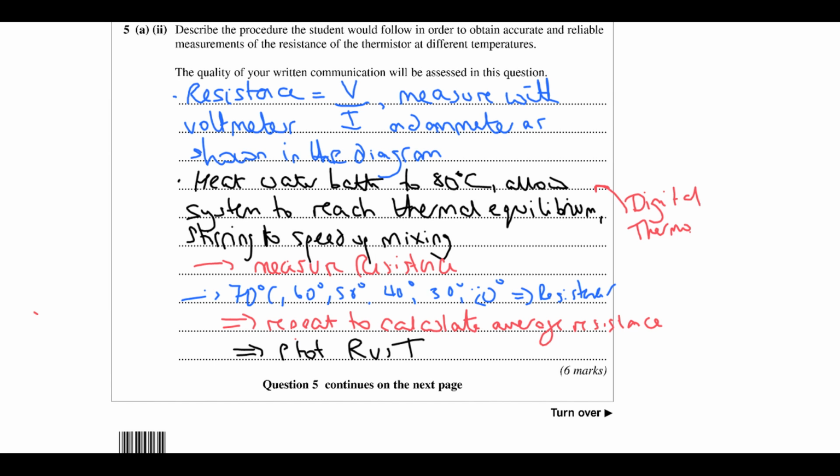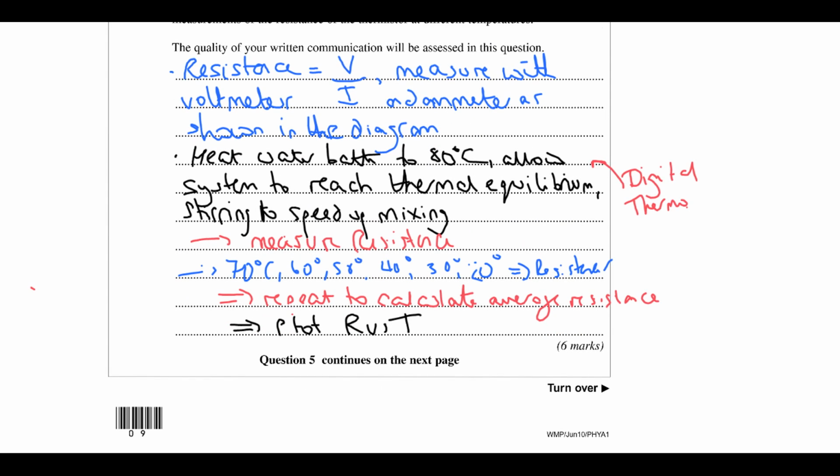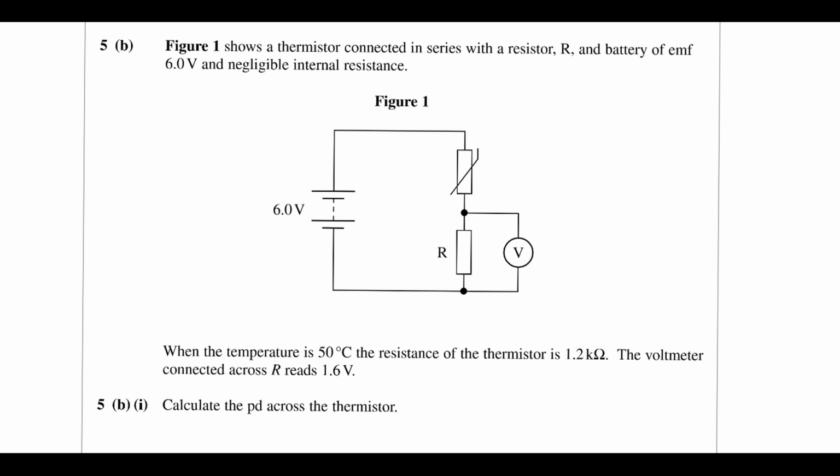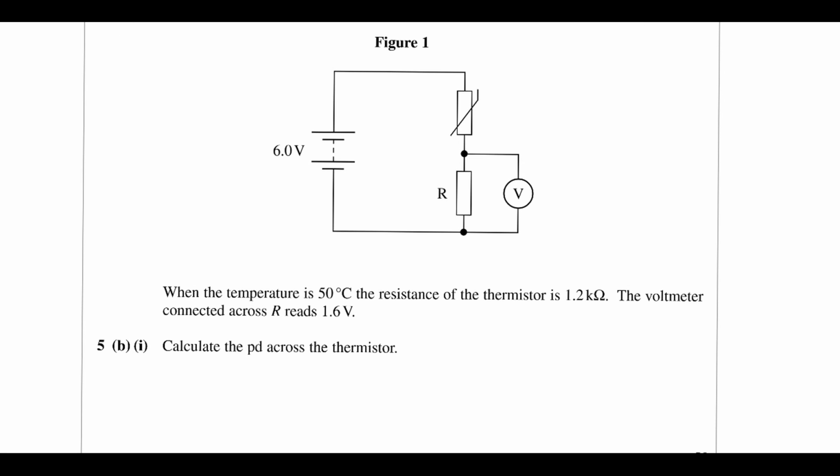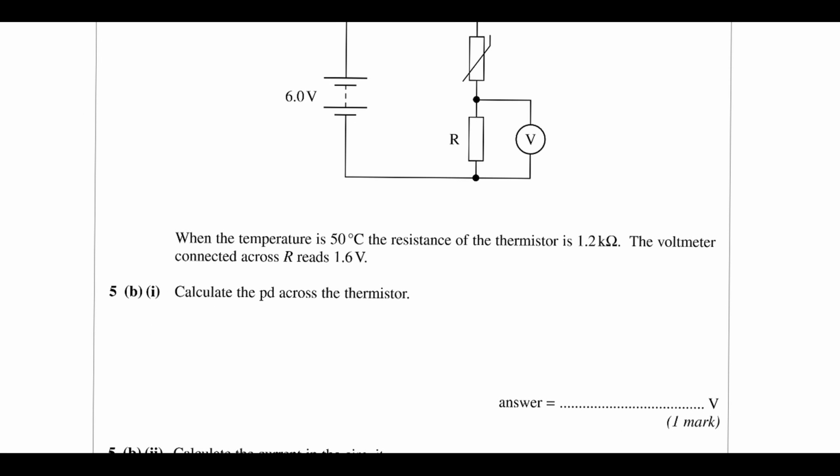Okay, so that finishes that practical based question. Let's do some theory stuff. Alright, so we've got a battery of EMF 6 volts and no internal resistance. We've got a series thermistor and resistor. And the temperature is 50 degrees. The resistance of the thermistor is 1.2 kilo ohms. The voltmeter across R reads 1.6. We want to know the potential difference across the thermistor.